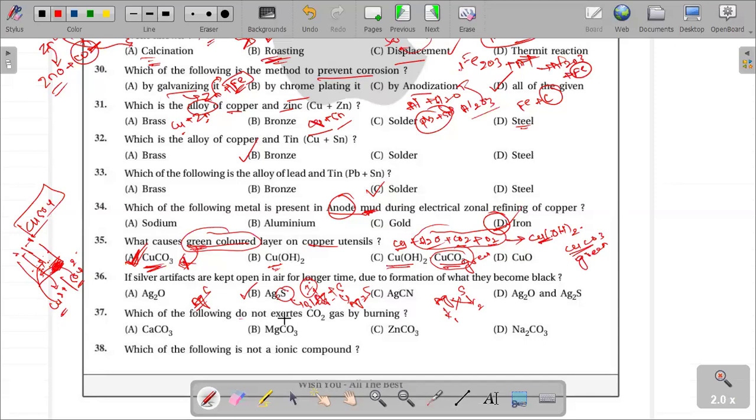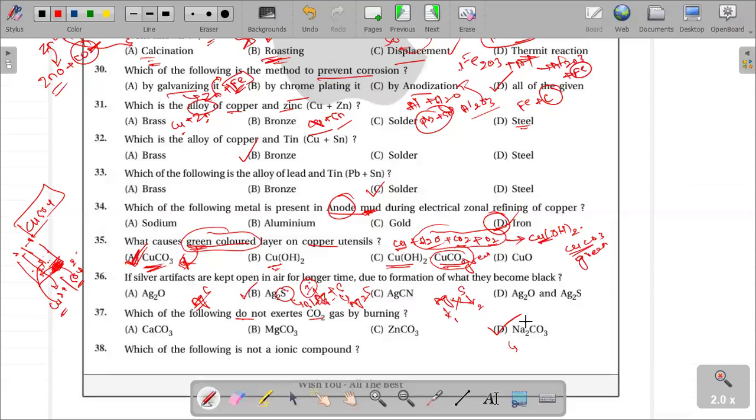Which of the following does not release carbon dioxide gas on burning? That is the question they are asking, whether it will give carbon dioxide on burning or not. What is the answer? Zinc carbonate will release it. Sodium carbonate only is the answer.